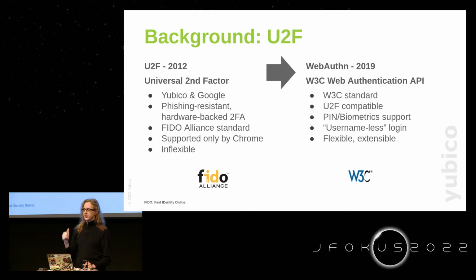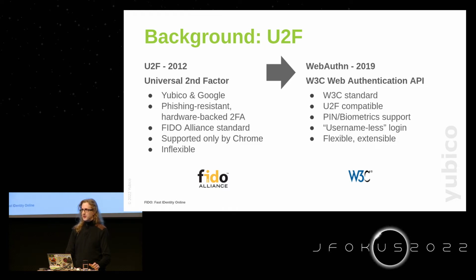So let's start with U2F, because U2F is where all of this started in 2012. U2F is short for Universal Second Factor. It was a protocol designed by Yubico and Google, and it was designed to be a phishing-resistant hardware-backed 2FA protocol for the web, much like WebAuthn. So it was initially developed by Yubico and Google, and then later contributed to the FIDO Alliance as a FIDO Alliance standard. And the FIDO Alliance is an industry standards organization.